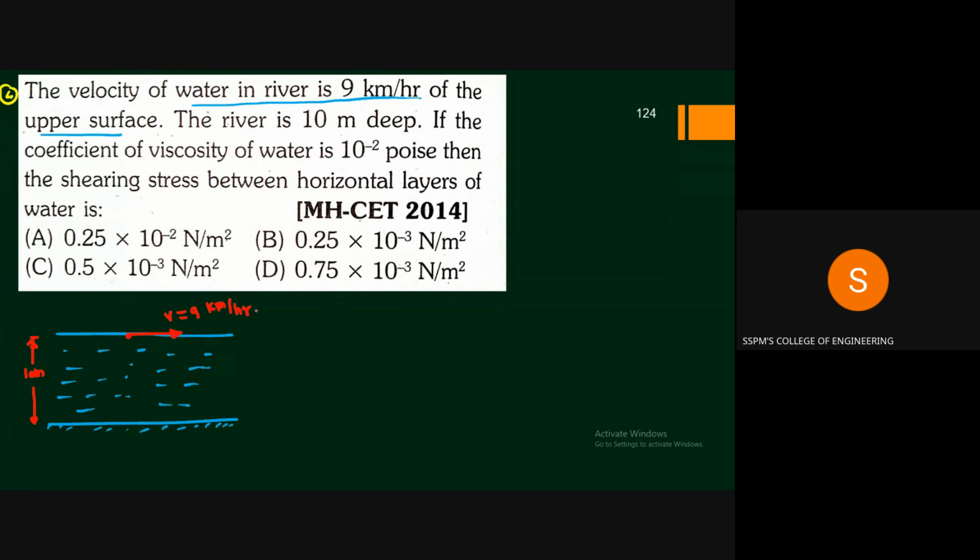If the coefficient of viscosity, mu, is given as 10 to the power minus 2 poise, then we have to find out the shearing stress. Basically this problem is on Newton's law of viscosity. The equation that you should know to solve the problem: shear stress is equal to mu, that is viscosity, into the velocity gradient dv by dy. Here mu is given as 10 to the power minus 2 poise.